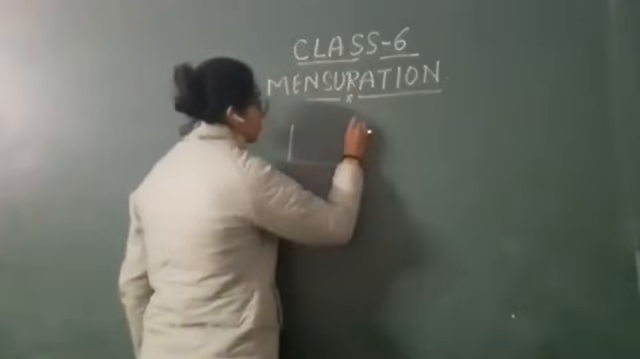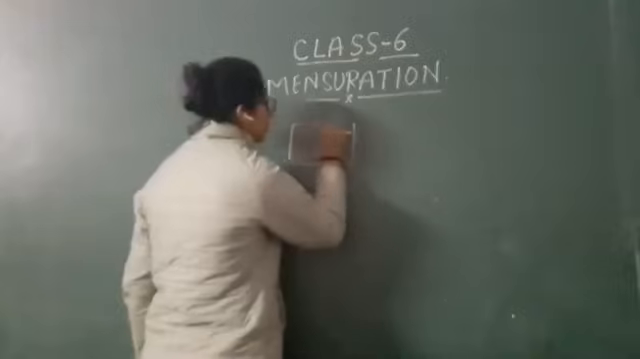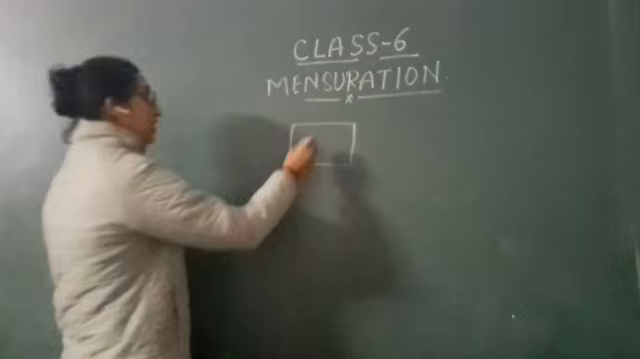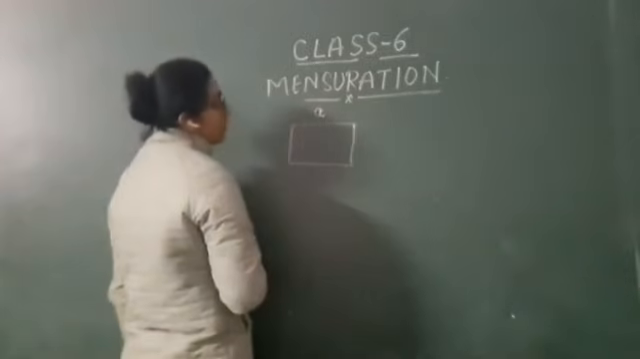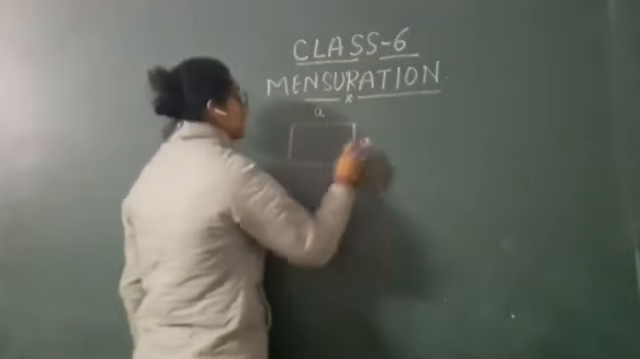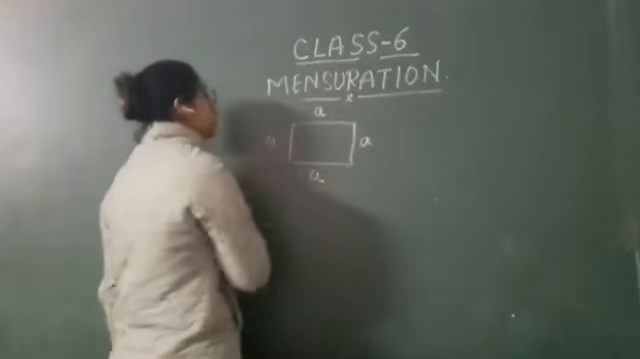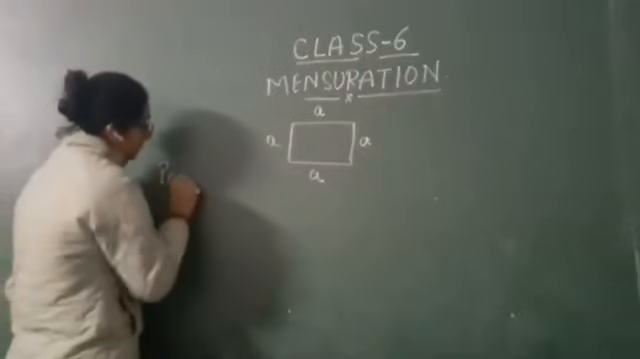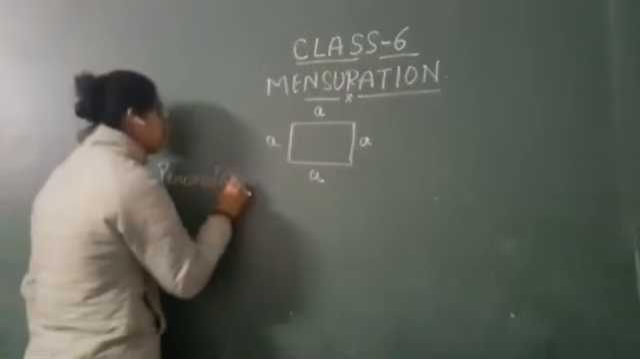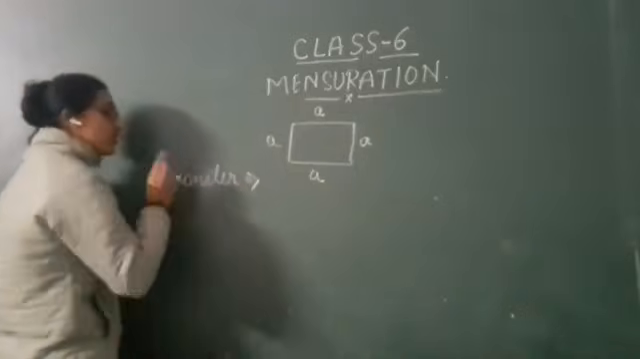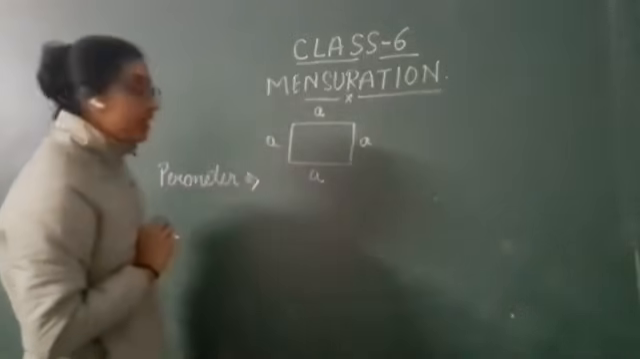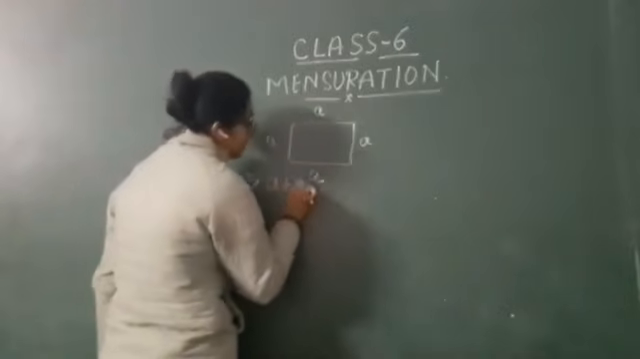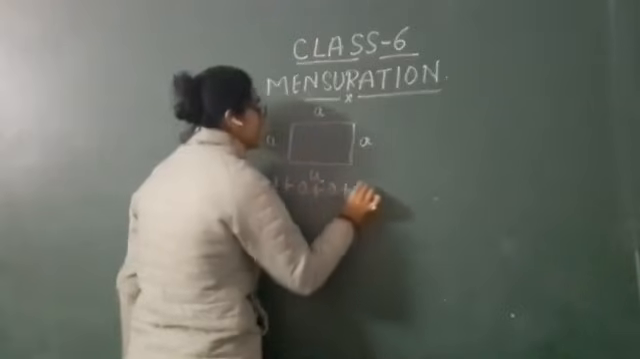One is a square, and a square includes all sides equal. If the length of one side is given as A, then all the other sides will also be A. And we know if we have to find the perimeter of this figure, that is a square, which includes all the sides equal, you can also write it as A plus A plus A plus A.